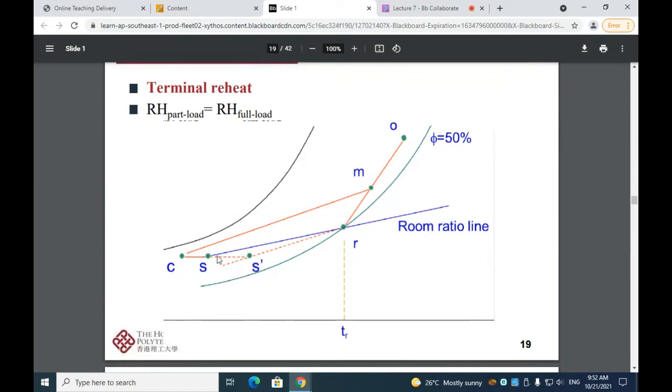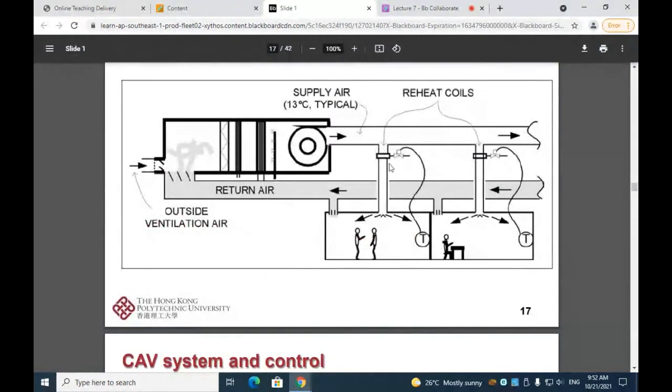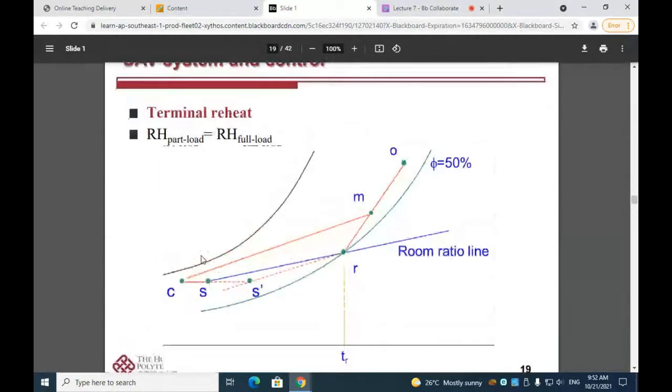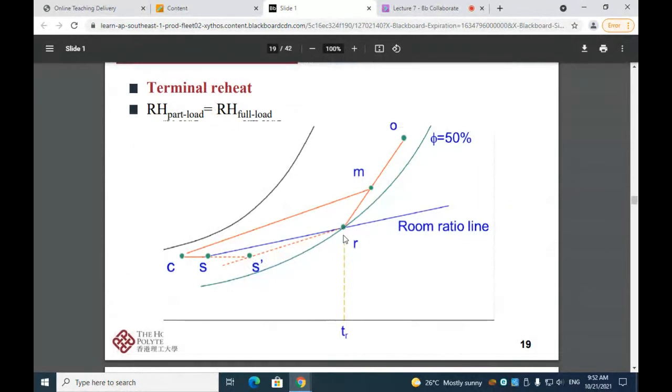When it's at the partial load condition, the supply air from the central air handling unit will first go through a reheater from S to S prime here. We can see that the humidity ratio for S and S prime will remain the same, as the terminal reheat here will provide a sensible heating process. And the space latent load at partial load remains the same, so the humidity ratio of the return air will remain the same.